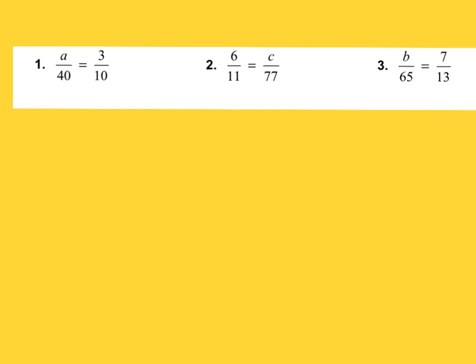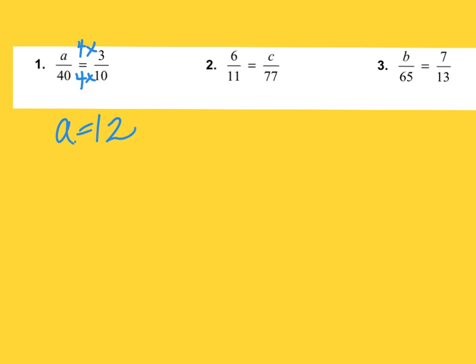All right, we are just going to use mental math on these to figure out our missing variable in our first ratio. So we have a to 40 is equivalent to 3 to 10. So I'm just going to use mental math and kind of go backwards, thinking 10 times 4 equals 40. So I'll be doing 3 times 4, so a equals 12.